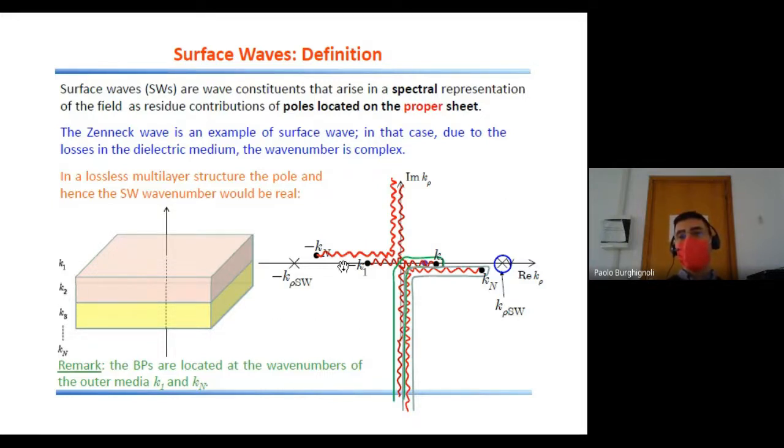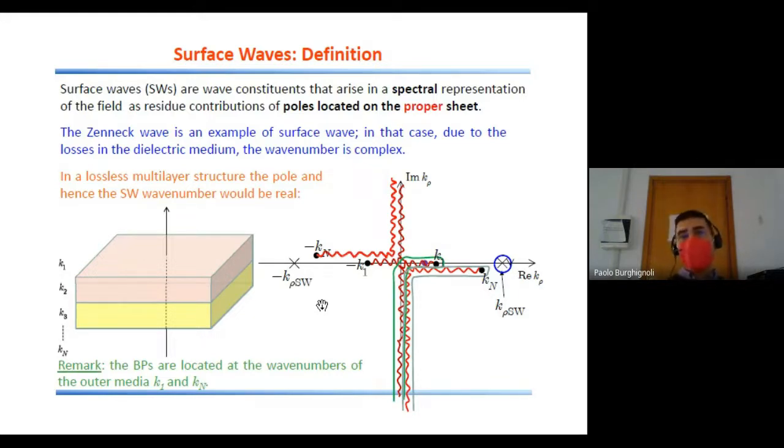So in this picture here, you can see branch points at K1, the upper medium, and Kn, the lower medium. If those are lossless, they will be located on the real axis. In the figure, Kn is slightly displaced from the real axis, just for clarity. Of course, if the upper medium is the same as the lower medium, you will only have a pair of branch points. Okay. The point is that surface waves are associated, however, to pole singularities.